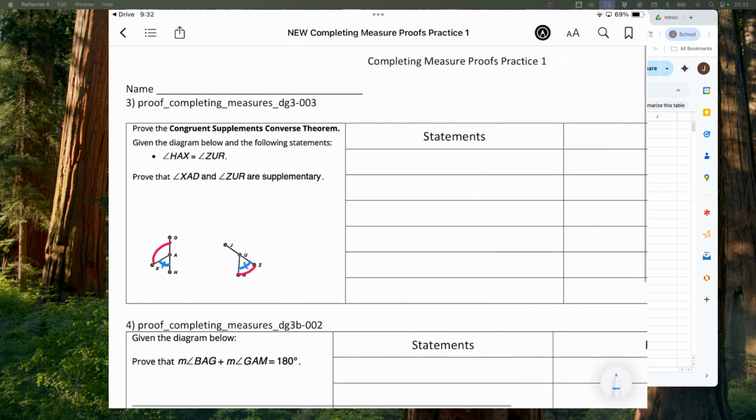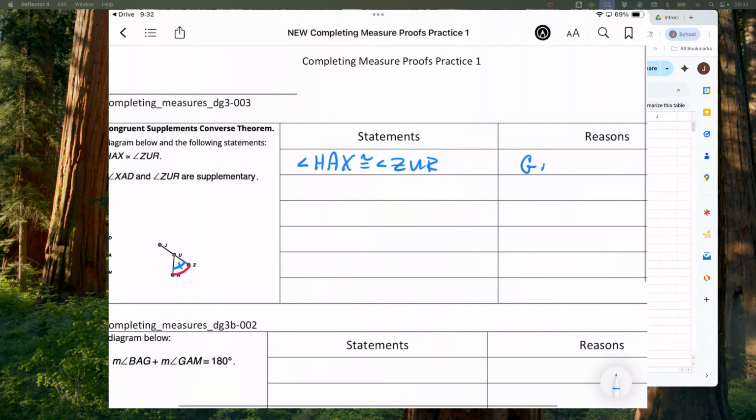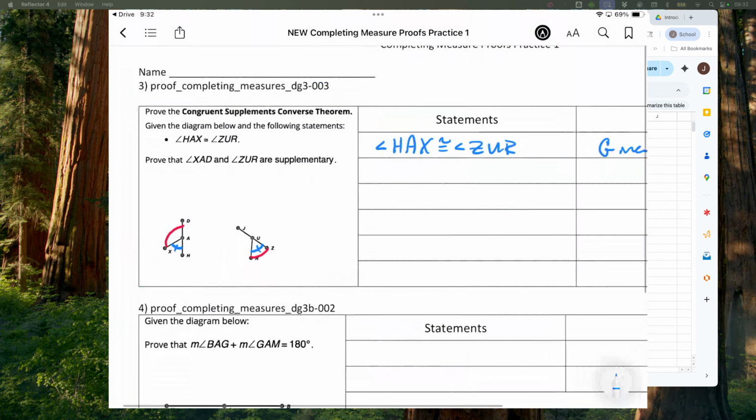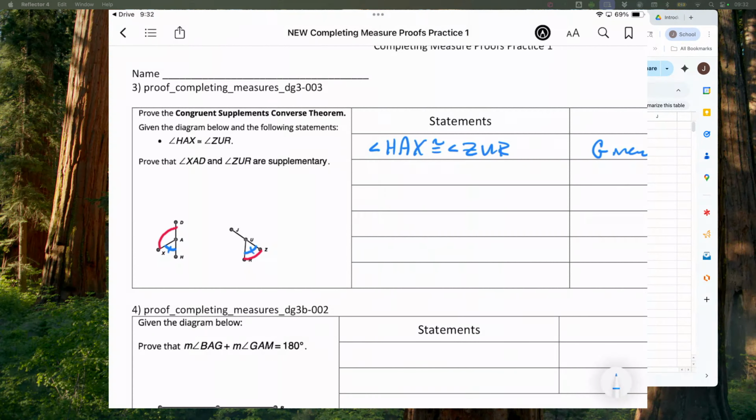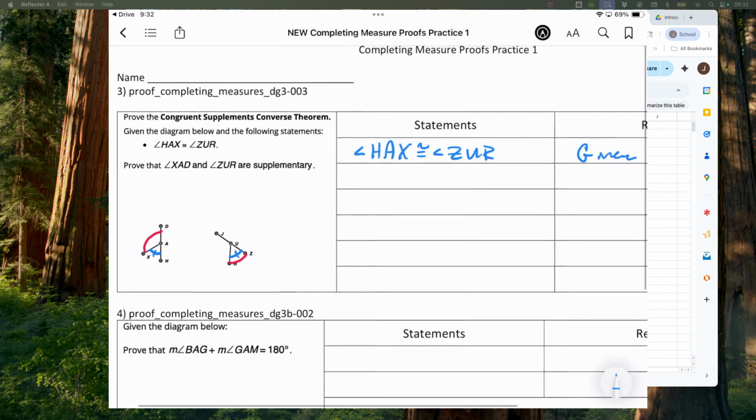Okay, so we've got angle HAX is congruent to angle ZUR. That's given. On the left, we can see that HAX and XAD are supplementary.